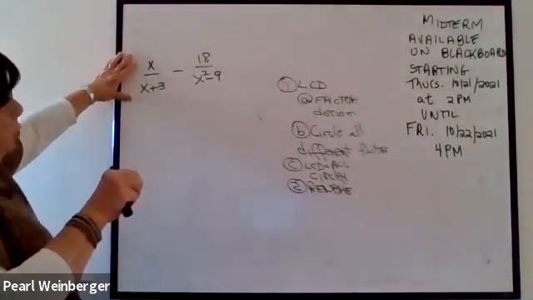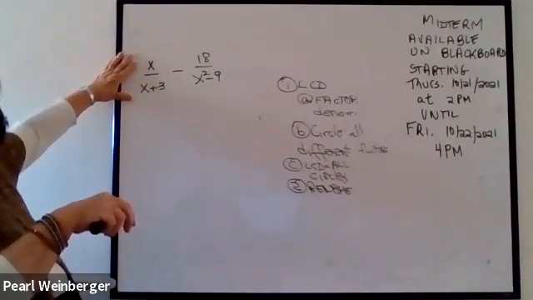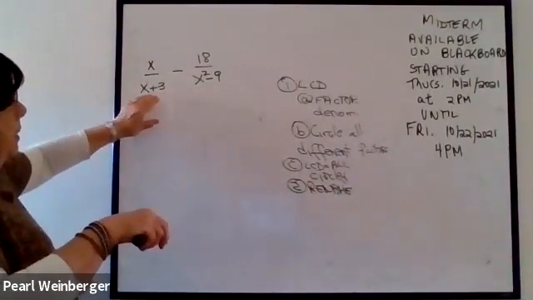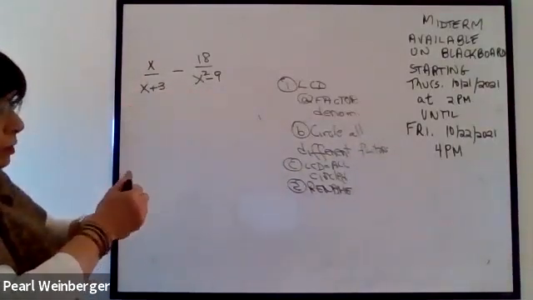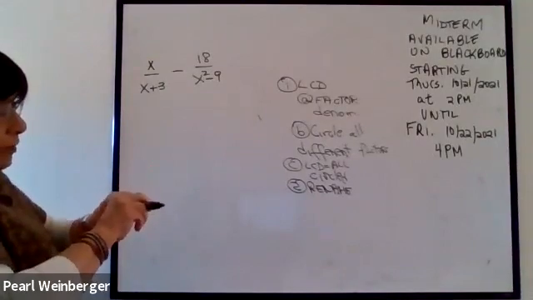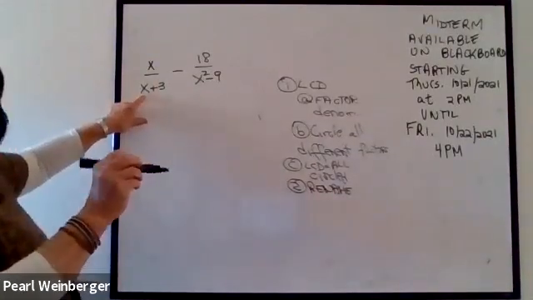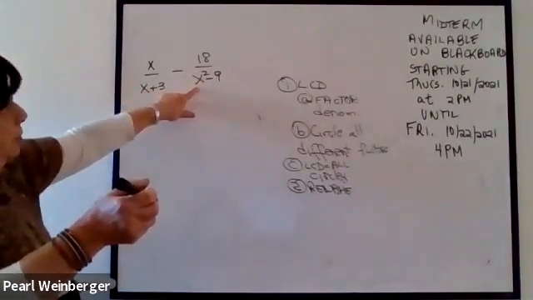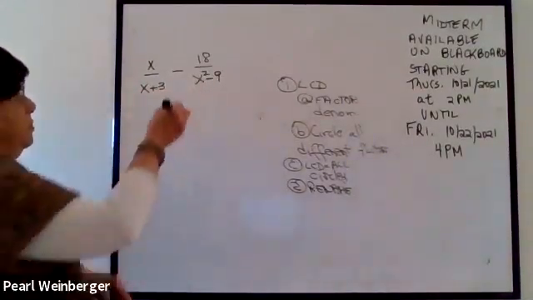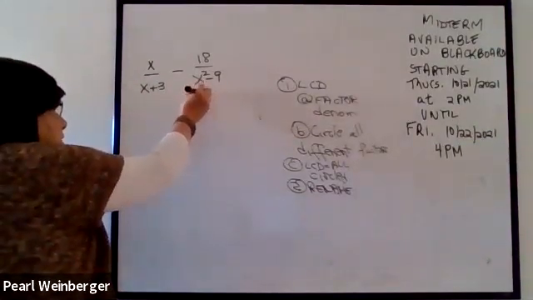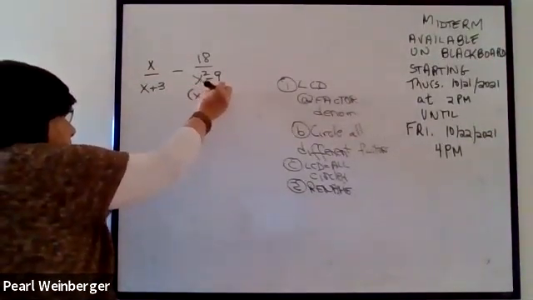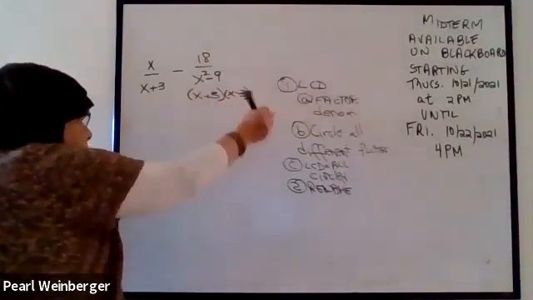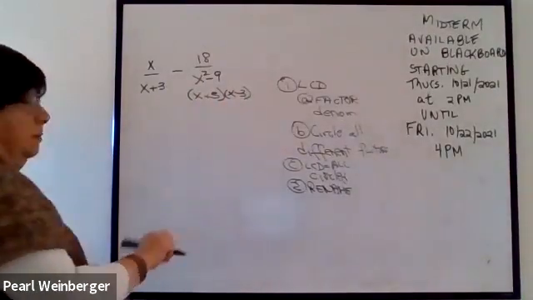The first thing we're going to want to do is find the least common denominator. And since our denominators are polynomials, we're going to have to factor those that are factorable. The x plus 3 can't be factored any further, but the x squared minus 9 is the difference of squares, and we can factor that to x plus 3 and x minus 3. That kind of factoring comes up very often, the difference of squares.